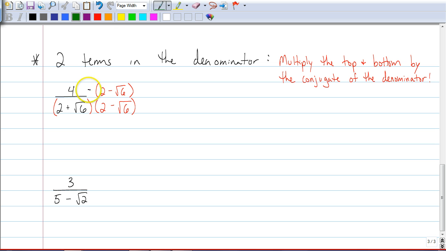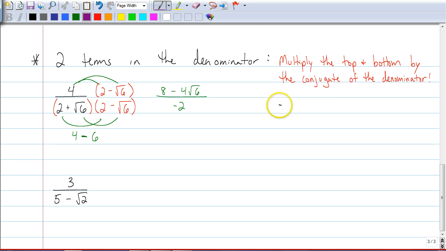But in the numerator, we just distribute like we would normally. 4 times 2 is 8, and 4 times square root of 6 is negative 4 square root of 6. In the denominator, we multiply by doing what we just talked about. 2 times 2 is 4. Square root of 6 times a negative square root of 6 is minus 6. And 4 minus 6 is negative 2. Let's talk about this conjugate again for a second. Whenever we multiply by the conjugate, since one is positive, one is negative, a positive times a negative is always a negative. So this will always be subtraction here. 4 minus 6 would be negative 2.